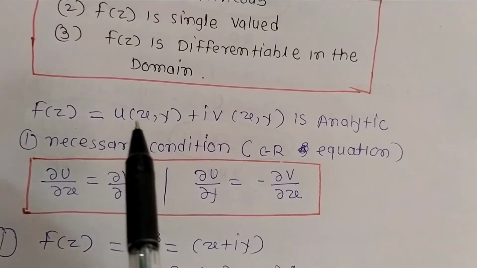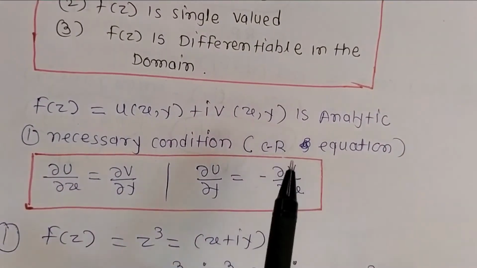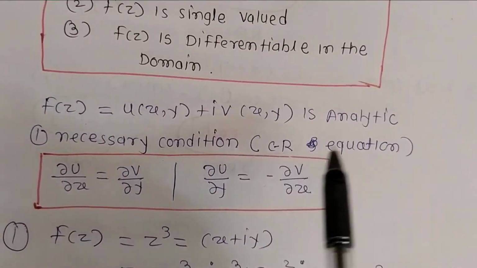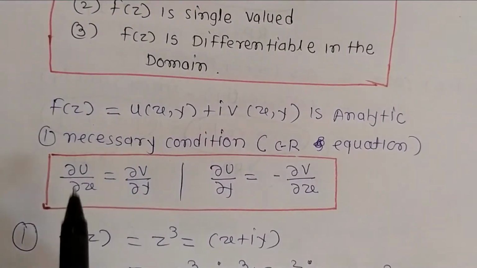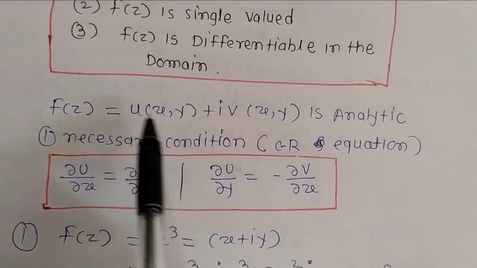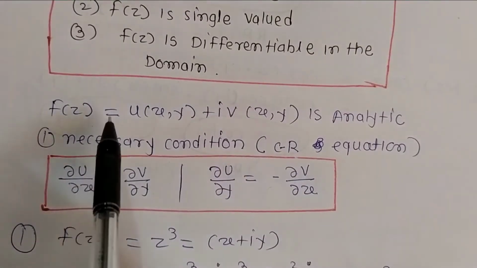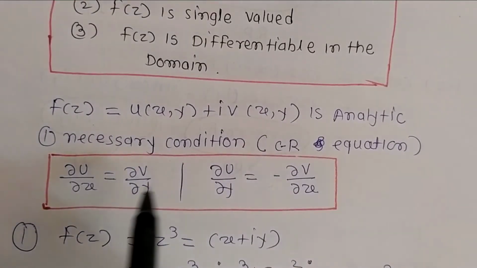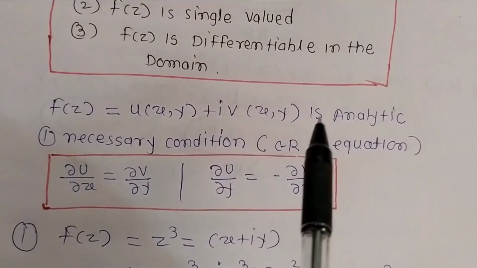If f of z is equal to u(x,y) plus i v(x,y) is analytic, then the necessary condition is that it satisfies the Cauchy-Riemann equations: dou u by dou x is equal to dou v by dou y, and dou u by dou y is equal to minus dou v by dou x. When these conditions are satisfied, we call it an analytic function.